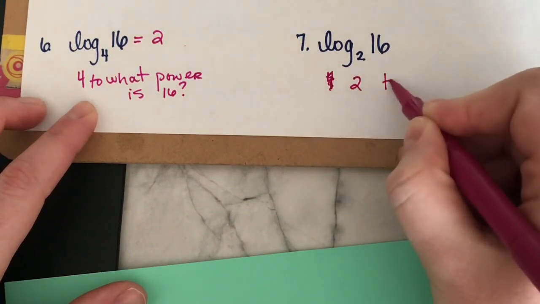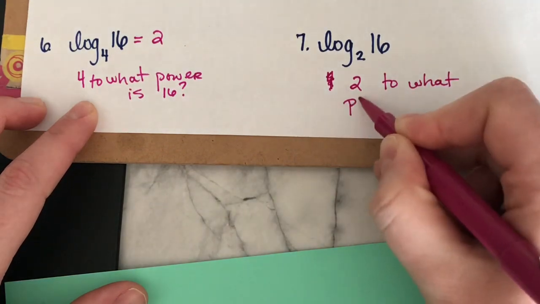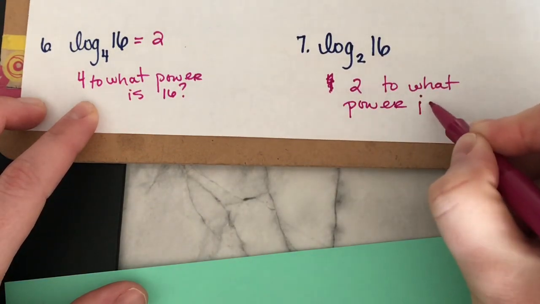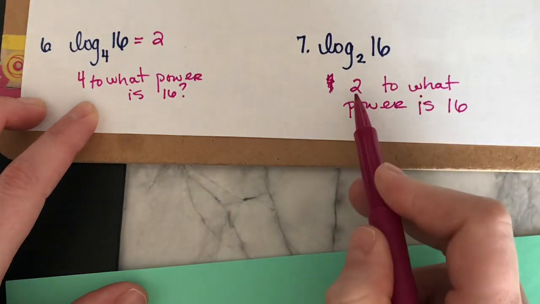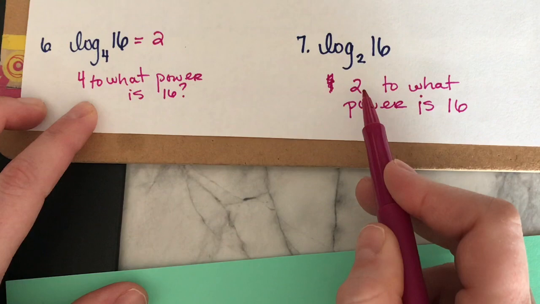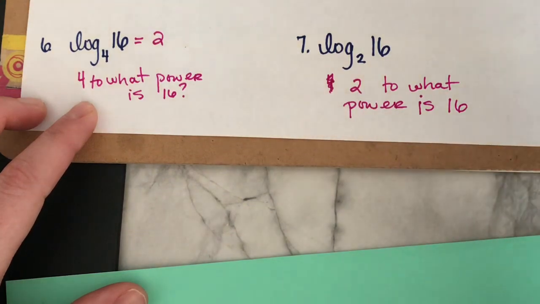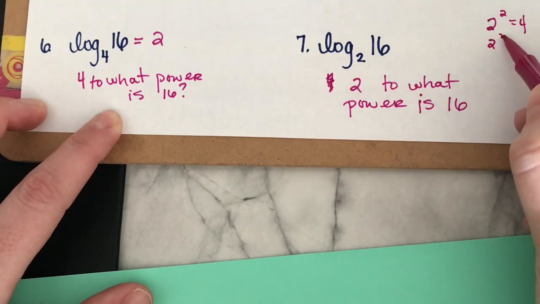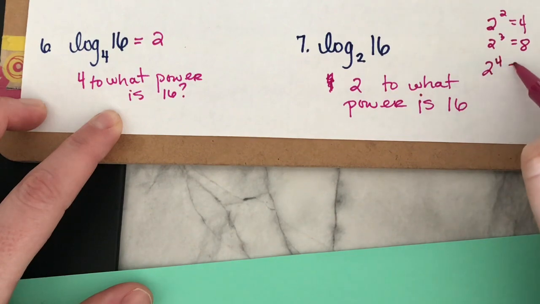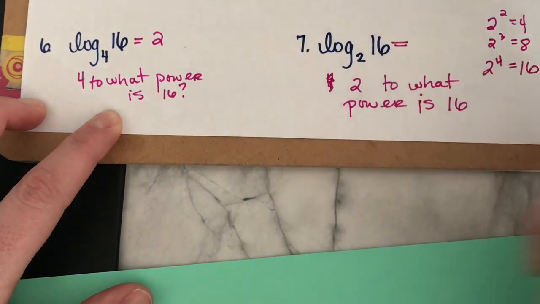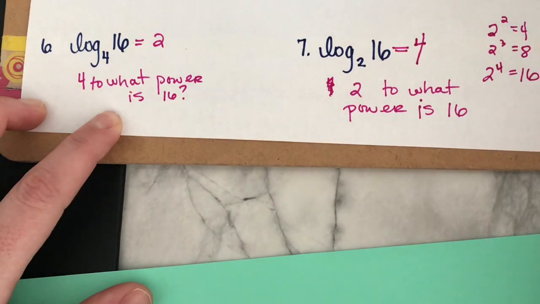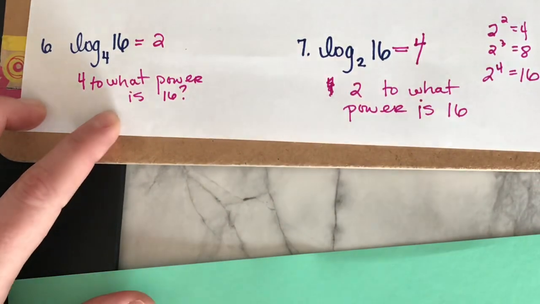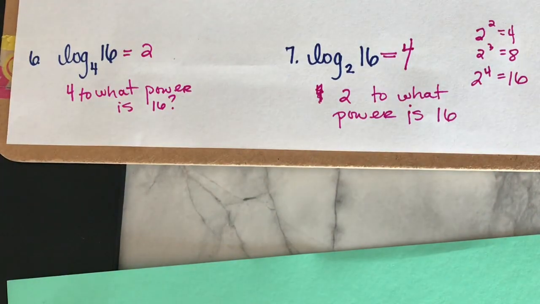But this one's asking us 2 to what power is 16? Well, my base is 2 now. So I need to know my powers of 2. So I know 2 squared is 4, 2 cubed is 8, 2 to the 4th is 16. So this is going to equal 4. Now, there's one other component of this that I'm going to go through with you guys, and I'm going to come back to these problems to do it. But sit tight.